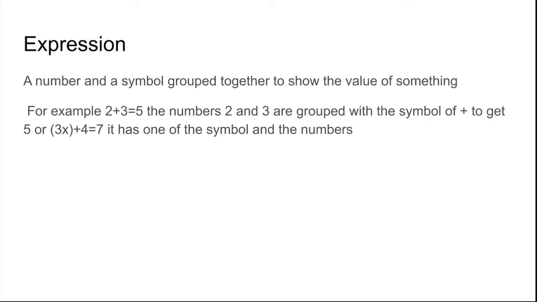Expression. A number and a symbol grouped together to show the value of something. For example, 2 plus 3 equals 5. The numbers 2 and 3 are grouped with the symbol of the plus sign to get 5, or 3x plus 4 equals 7. It has the symbols and the numbers.